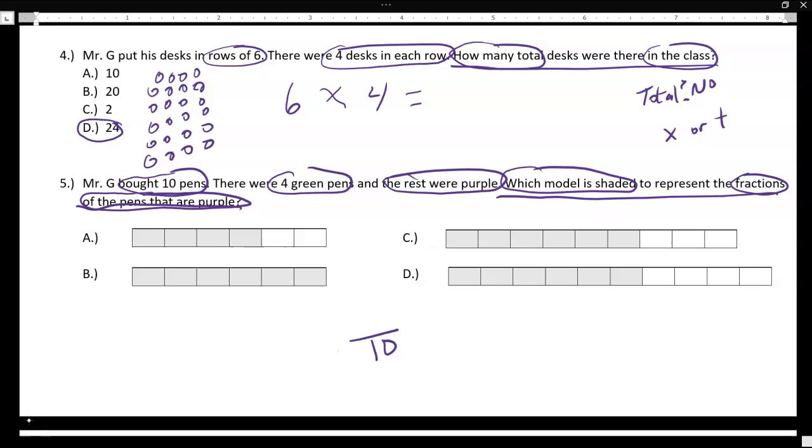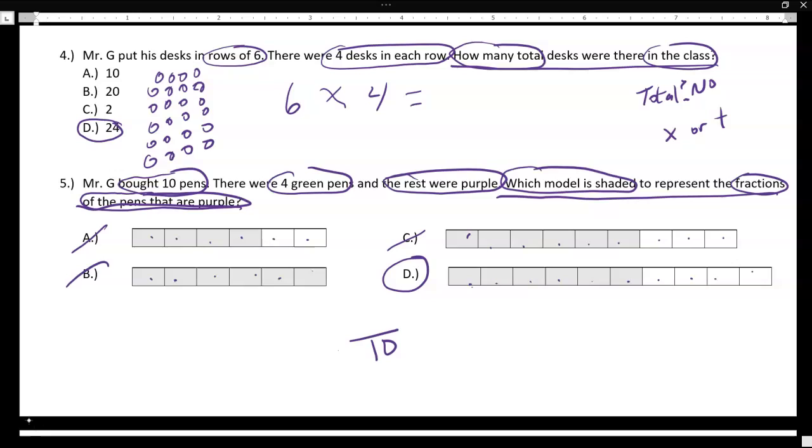So look at A. 1, 2, 3, 4, 5, 6. No. 1, 2, 3, 4, 5, 6. No. 1, 2, 3, 4, 5, 6, 7, 8, 9. No. 1, 2, 3, 4, 5, 6, 7, 8, 9, 10. Our answer is D.